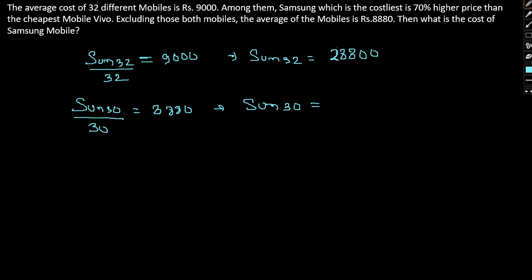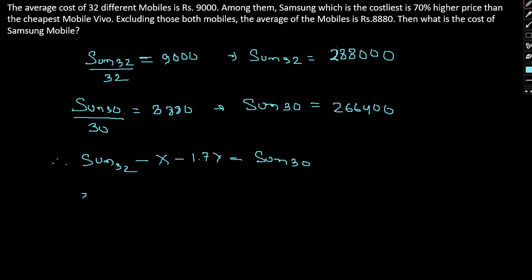into 30, so what we'll have is 266,400. Okay, it will be one more zero here. There are three zeros, right? So now we know sum of 32 minus Vivo. Let the price of Vivo be X, and price of Samsung is 70% higher than X, so 1.7x, equal to sum of 30.